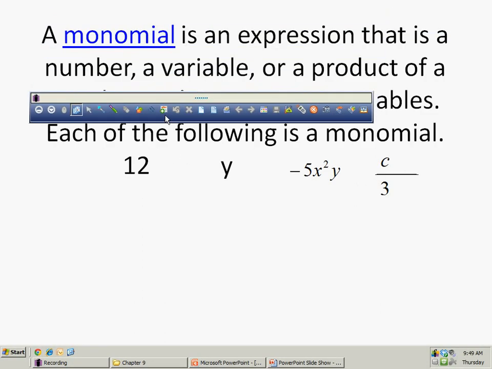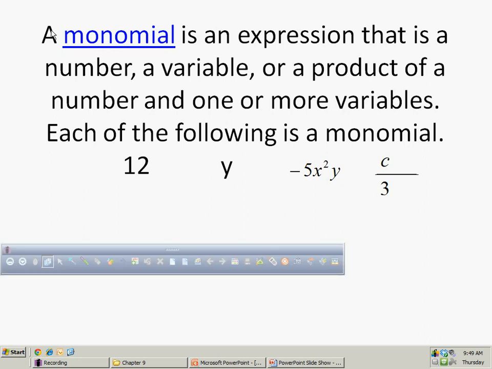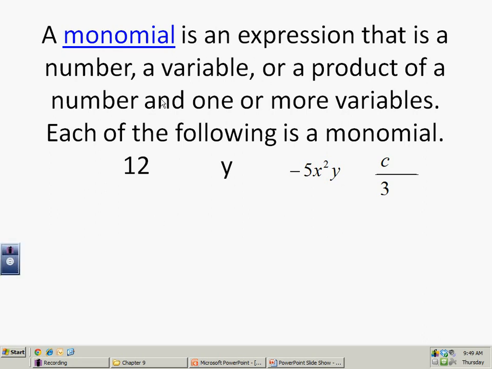So a monomial is an expression that is a number, a variable, or a product of numbers and one or more variables. Each of the following is a monomial. Mono means single, so it's like one term. This is a monomial, that's 12. This is a monomial. This complicated looking thing is a monomial. And this also is a monomial.